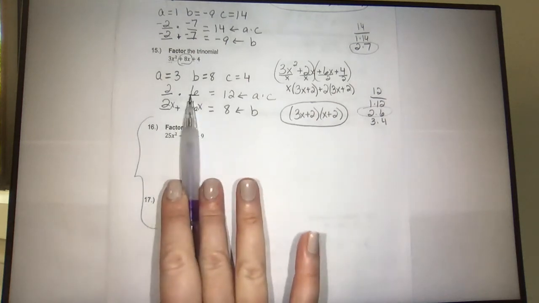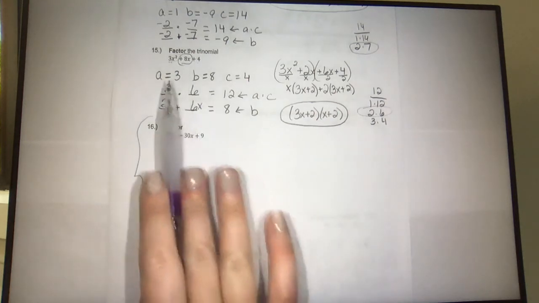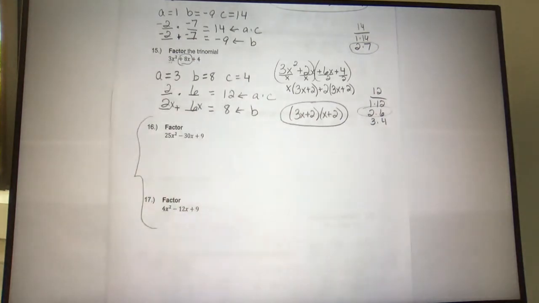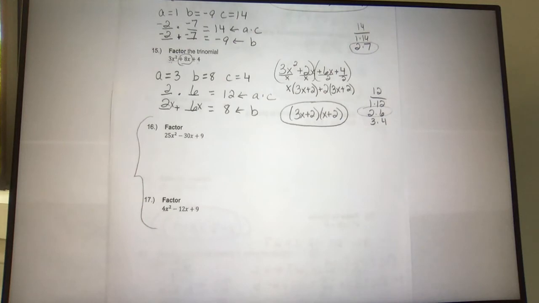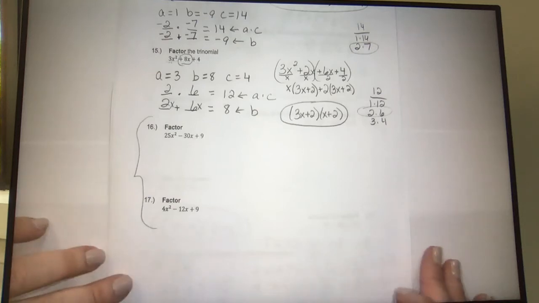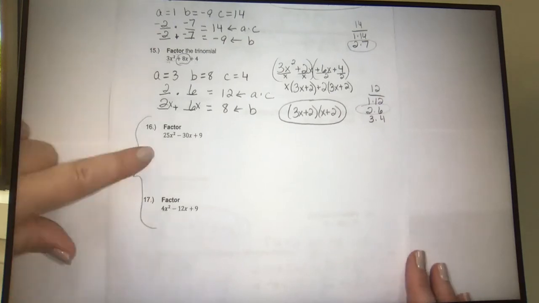You're going to do it just like you did 15. You're going to do A times C and find the 2 numbers that add to give you B. That's it. And then you come up with your 2 packets. Your 2 packets will be exactly the same for a PST. But if you are looking for it and you catch it, it's so fast and easy, and it's not complicated. So let's talk about 16 and 17.